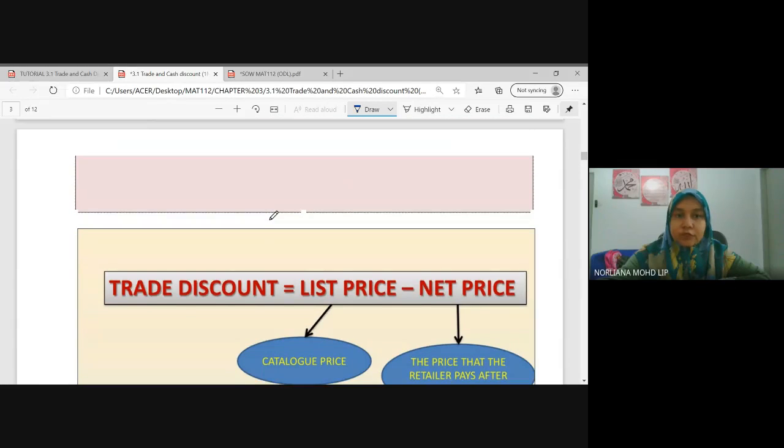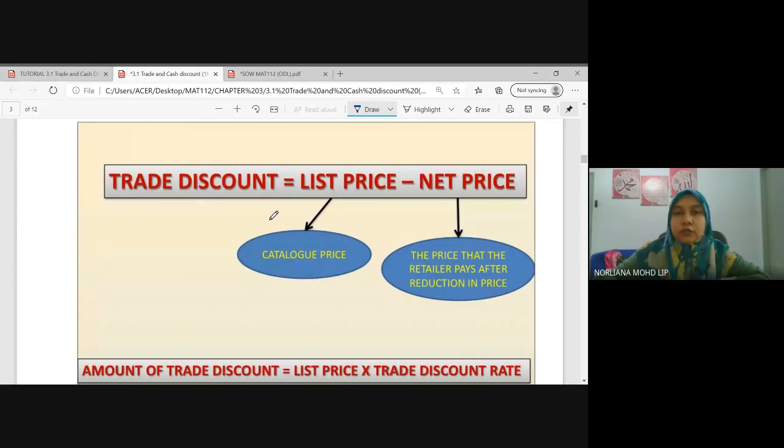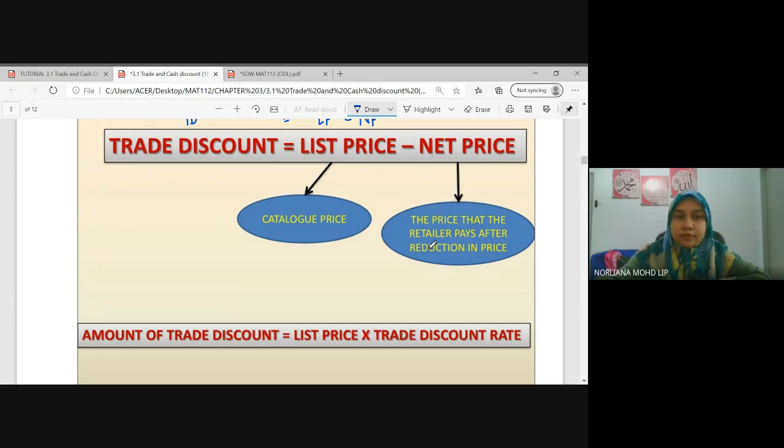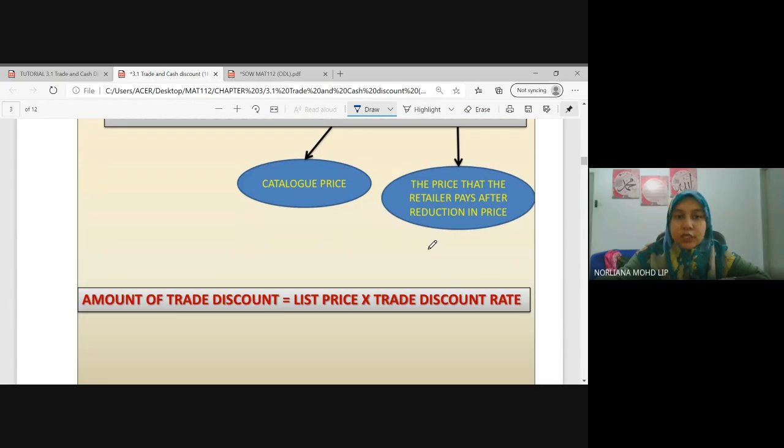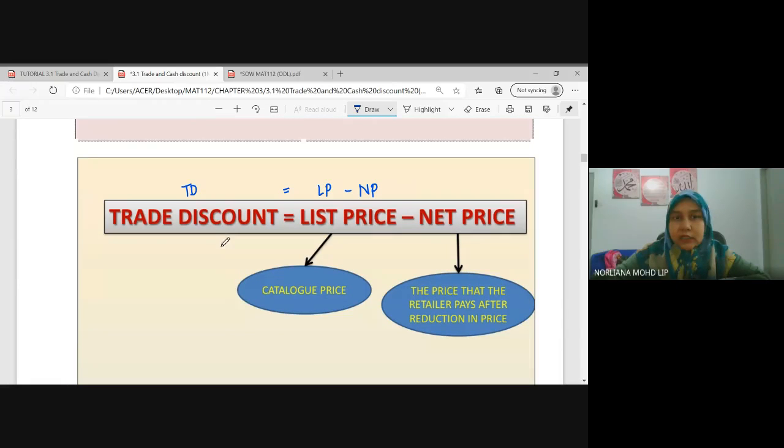So we calculate the amount of trade discount. Okay, the trade discount equal to the list price minus net price. Trade discount, boleh guna simbol TD lah. So the TD equal to the list price, harga sebelum discount kan, harga original or catalog price, minus the net price, harga selepas discount. So equal to trade discount. And also we can calculate the amount of trade discount. Yang ni kita boleh kira trade discount kalau diberi harga asal minus dengan harga selepas discount kan.